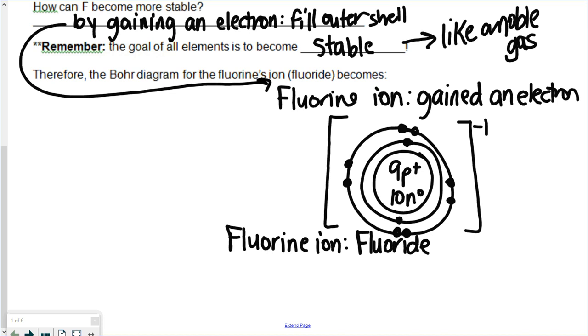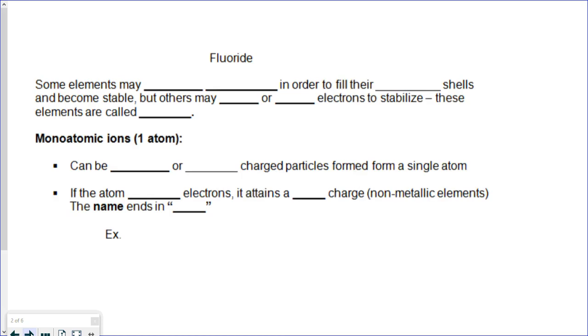Sorry, just scanning what we have here. So on to the next part, it says, some elements may share electrons in order to fill their valence shells.